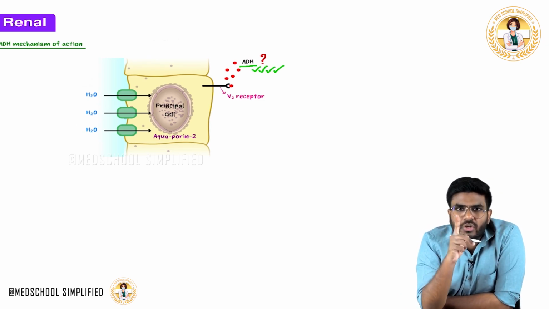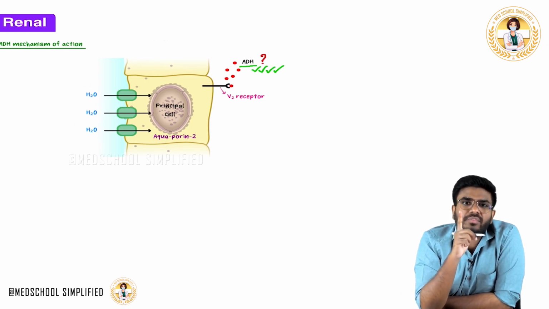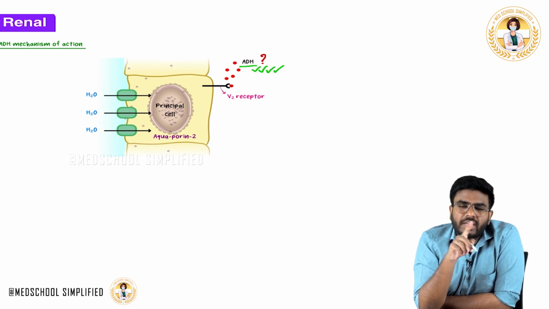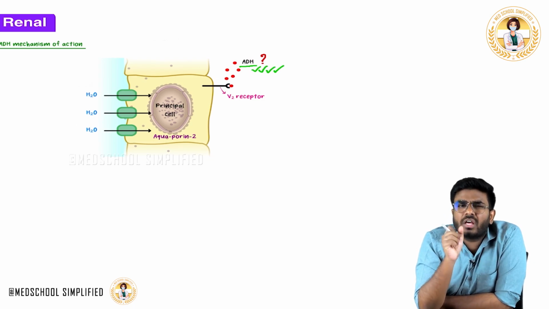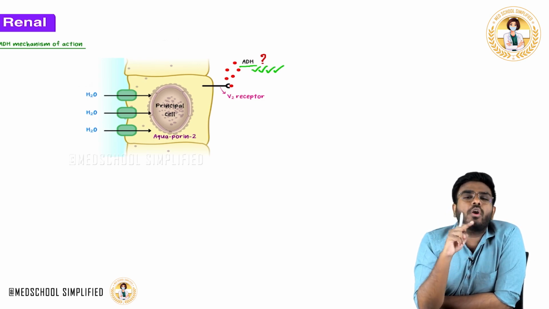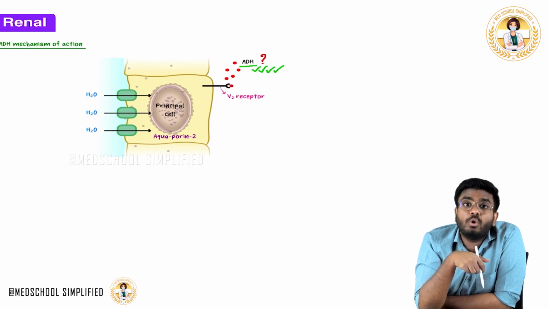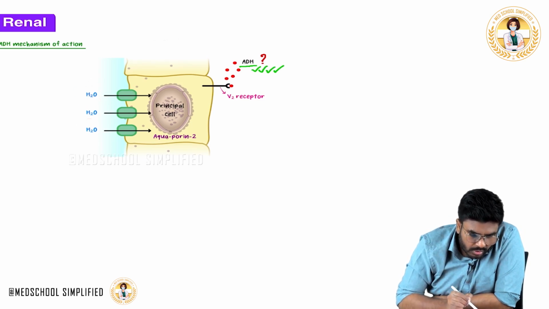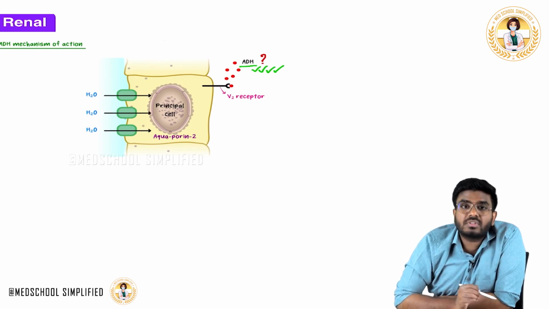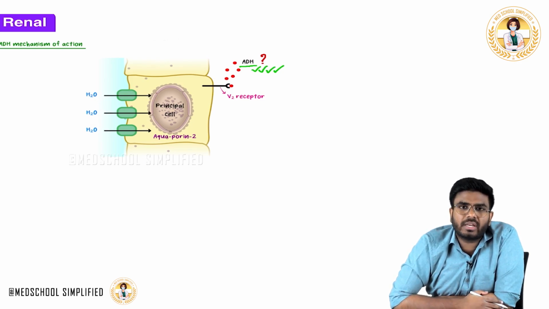Aldosterone helps in reabsorption of sodium, so wherever sodium goes, water is reabsorbed. Even aldosterone helps in a little amount of water reabsorption, but that is solute mediated: solute reabsorption followed by water reabsorption. But this is solute free water reabsorption. No sodium is getting reabsorbed; purely water is getting reabsorbed. So this is an example of solute free water reabsorption.